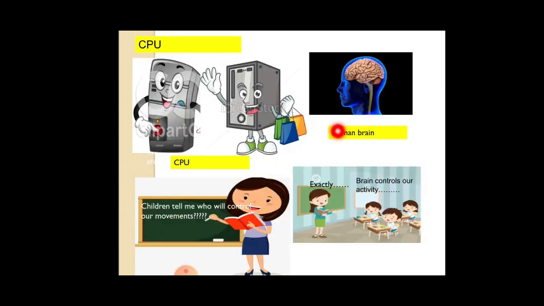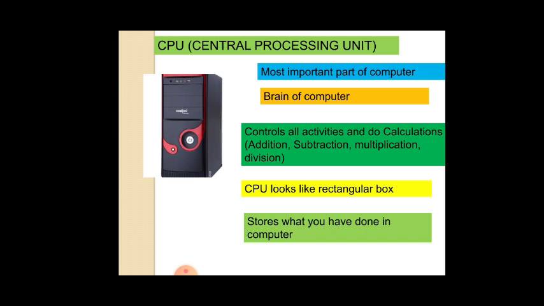So let us see what is a CPU. So children, have you seen our brain? This is our human brain which controls all our body movements, correct? Whatever we are going to think, everything is controlled by the brain. Similarly, the computer also has a CPU which controls all the activities of the computer. The brain controls our activity. The CPU controls the computer activity. You can see the CPU image here. It controls everything.